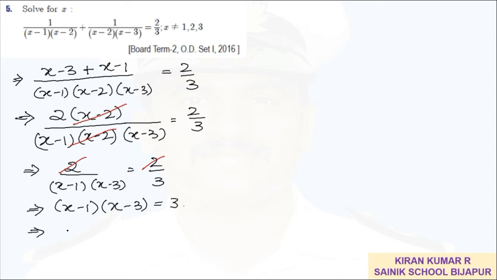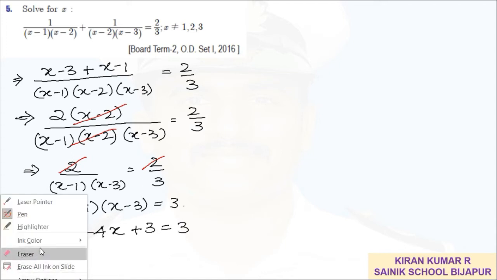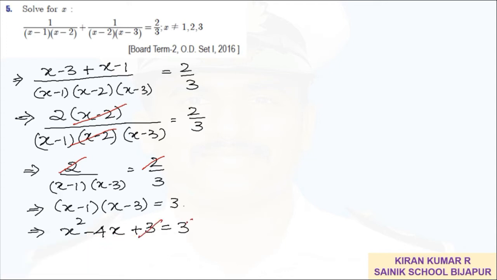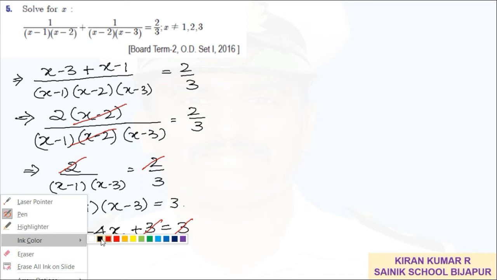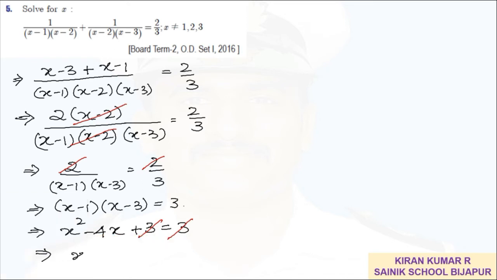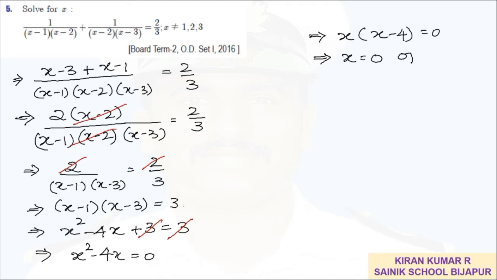Now let's multiply this. We will be getting x square, this will become negative 4x plus 3, which is equal to 3. Once again observe, this 3 will get cancelled. You will be getting x square minus 4x equal to 0. In the next step, I will take x common. x minus 4 equal to 0. This implies either x is equal to 0 or x is equal to 4. These are the roots.